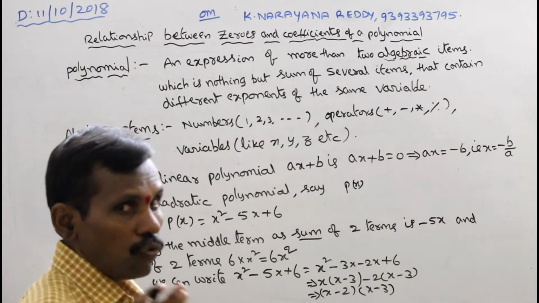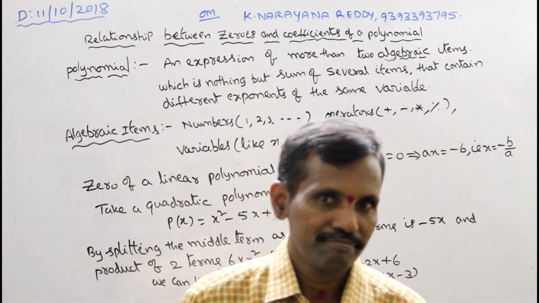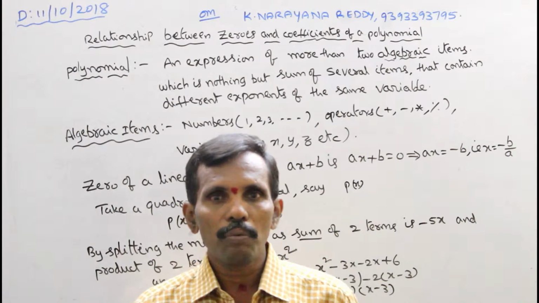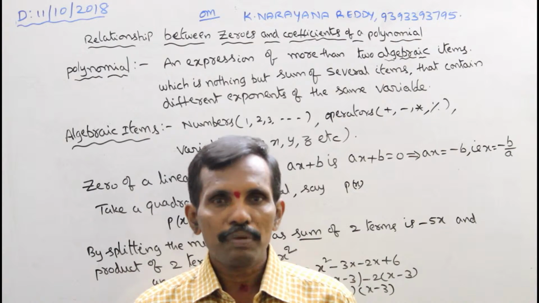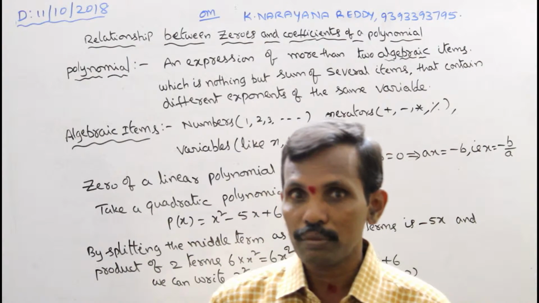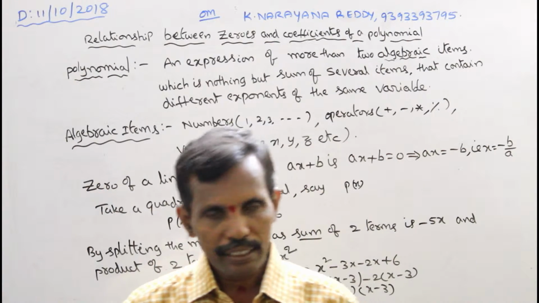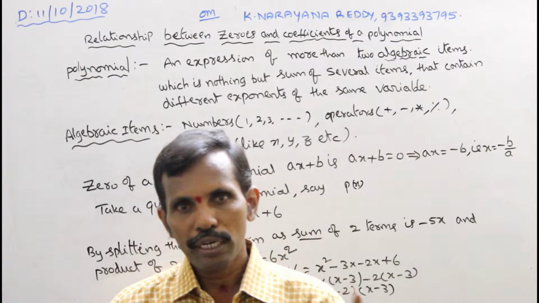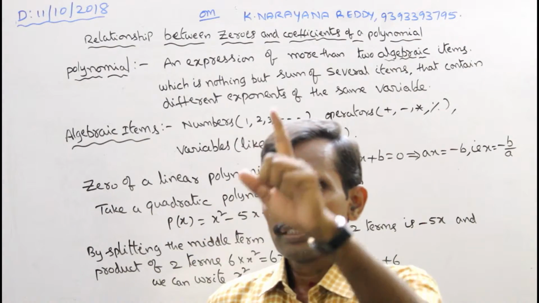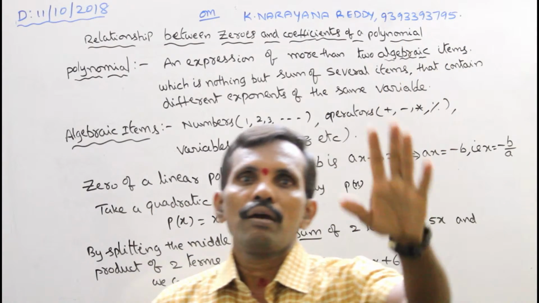So what is the zero of a polynomial? Zero of a polynomial is nothing but an expression containing more than two items equated to zero. An expression containing more than two items equated to zero, that is called the zero of a polynomial.